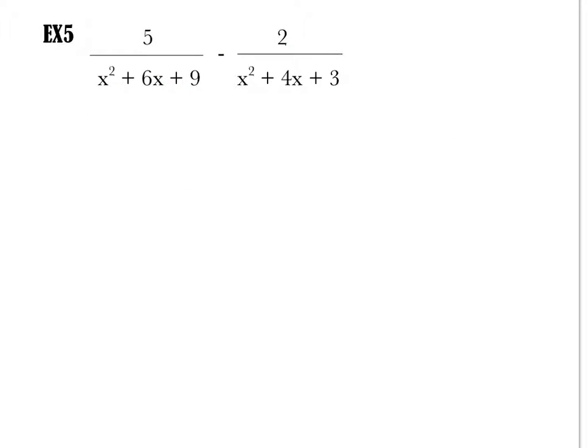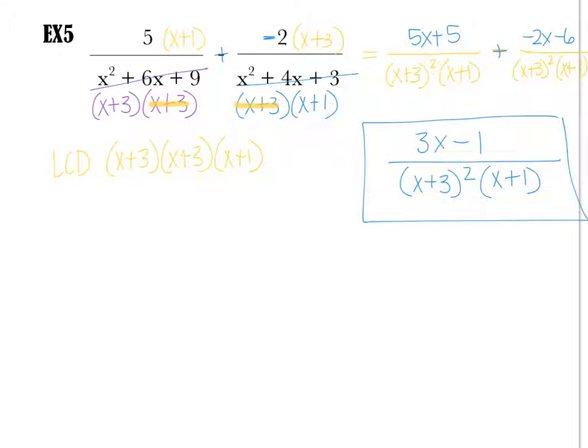Alright, again for this one, pause the video, go as far as you can, and see if you get the right answer. Alright, so when I solved it out, I ended up getting 3x minus 1 over x plus 3 squared, or you might just have it listed out, x plus 3, and then x plus 1. So if you got that, go ahead and move on. If you didn't, I'll explain what I did now.